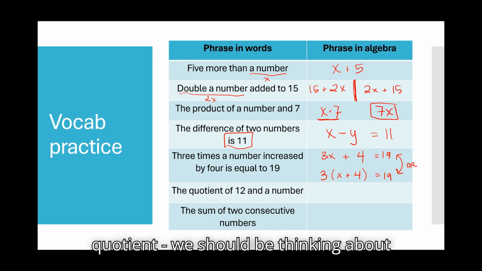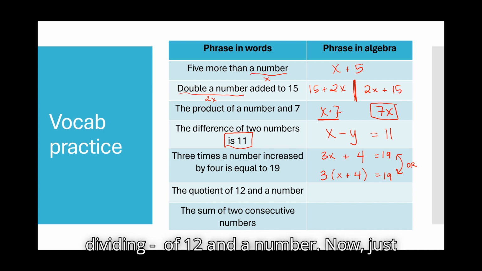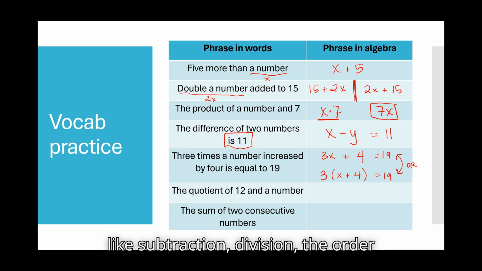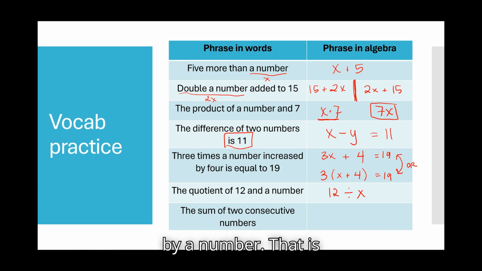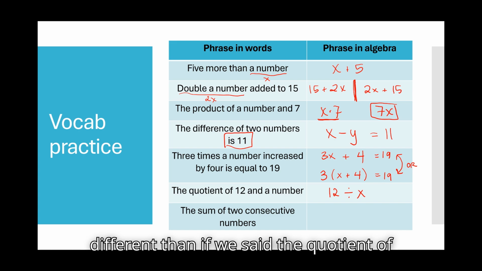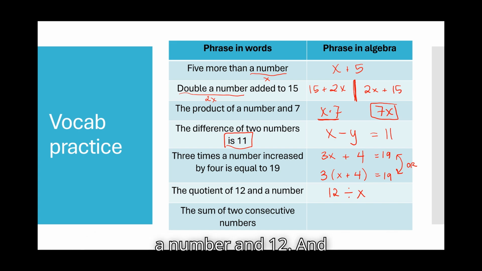All right, the quotient, we should be thinking about dividing, of 12 and a number. Now, just like subtraction, division, the order matters a lot. So if they said 12 and a number, that means we are starting with 12 and dividing it by a number. That is different than if we said the quotient of a number and 12, okay?